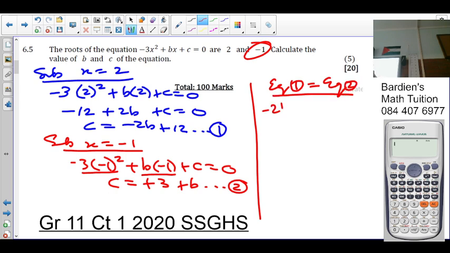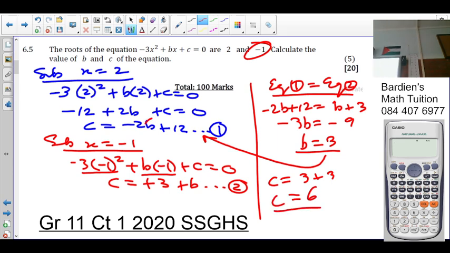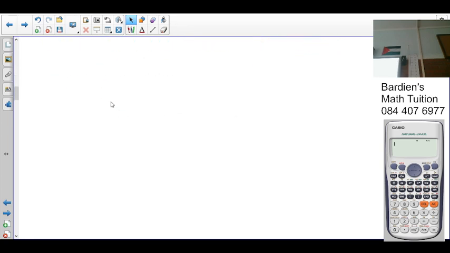So we have negative 2b minus 12 is equal to negative 3 plus b. So it's negative 3b is equal to 9. b is equal to negative 3. What do I do with that? I sub it into either one of the two equations. I'm going to go with number 2, it's simpler. Is there a bonus question to this one? No. So that basically brings us to the end of this paper.